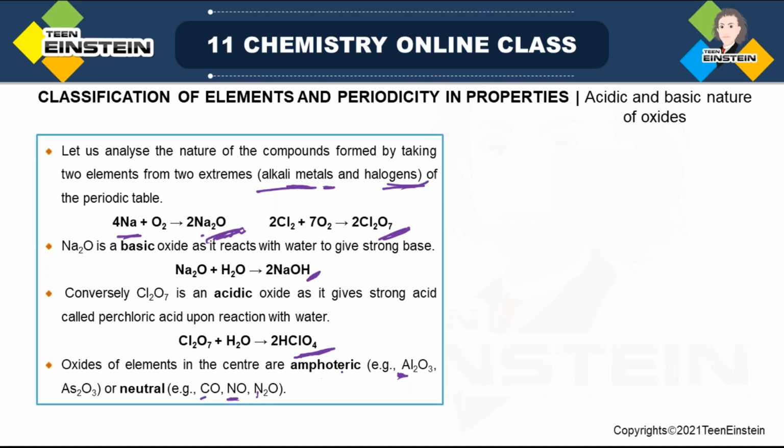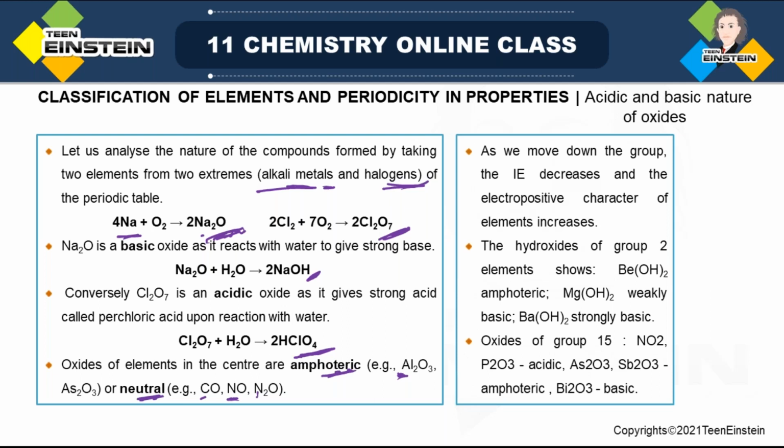Now what does amphoteric mean? Amphoteric means it can show basic property as well as acidic property. Both types of property they can show. And what about neutral? Neutral means it will not show acidic property, it will not show basic property. So these amphoteric and neutral oxides are not extreme like basic nature or acidic nature. They are something in between. Either they will not react at all, that is they will not show any property, basicity or acidity, like neutral, or they will show both the properties. That is actually amphoteric.